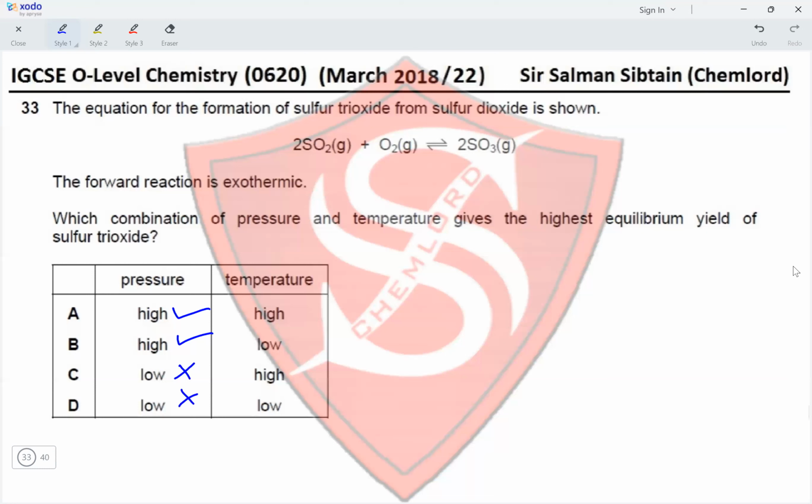And as far as temperature is concerned, in order to favor the forward reaction, the temperature must be decreased so that the exothermic side is favored. So a low temperature would favor the formation of SO3, eliminating option A and making option B the correct option for this question.